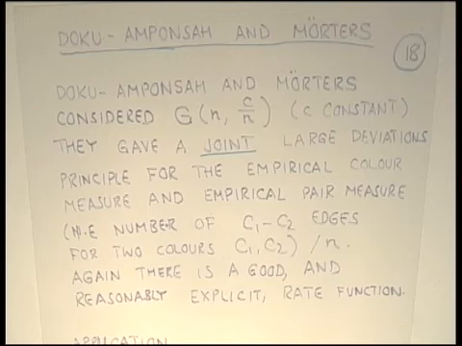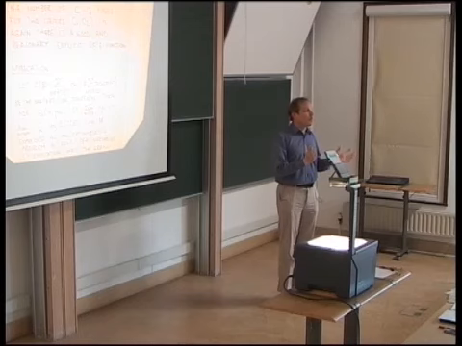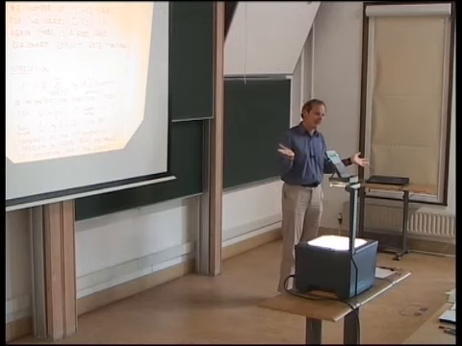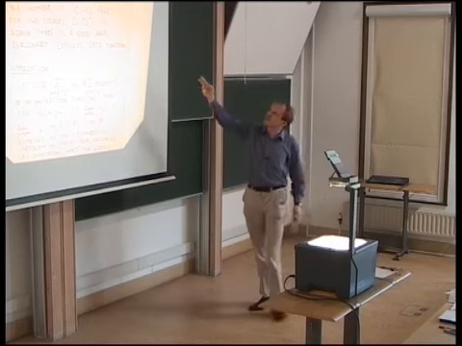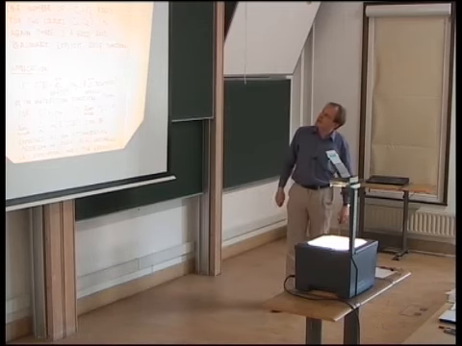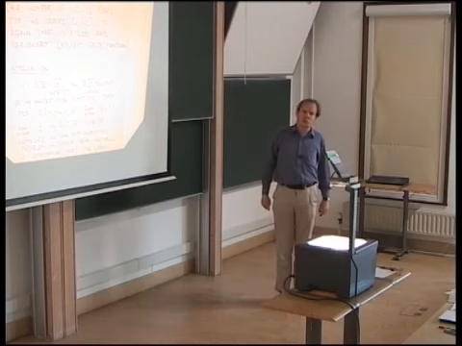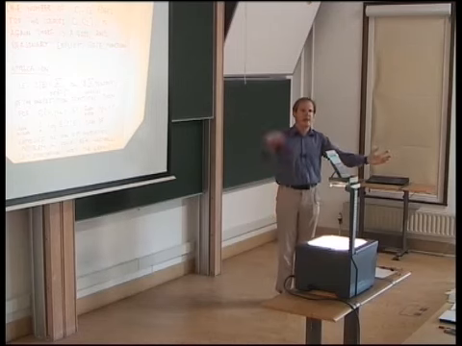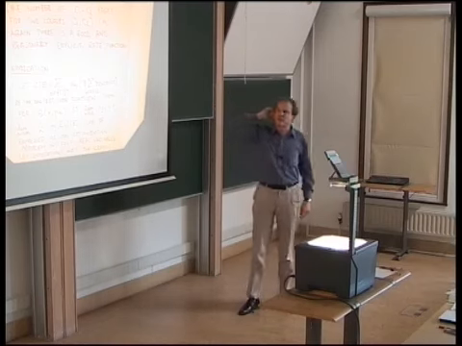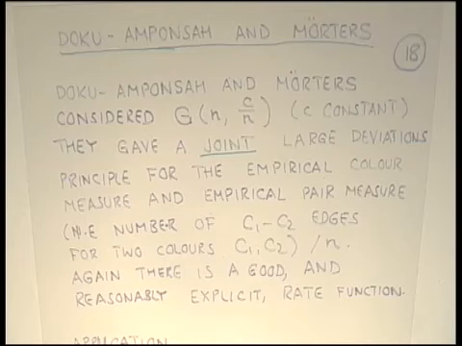They gave a joint large deviation principle for the empirical colour measure, which is just the actual proportion that you get of each colour, which of course is not necessarily the same as the proportion that you theoretically would hope to be getting. If you get a large deviation behaviour, you'll get different proportions of each colour. And the empirical pair measure is just the number of edges, one end of which is colour I, the other end of which is colour J, and we divide by n to get rid of the dependence on the number of vertices. Again, you can get a good and reasonably explicit rate function.